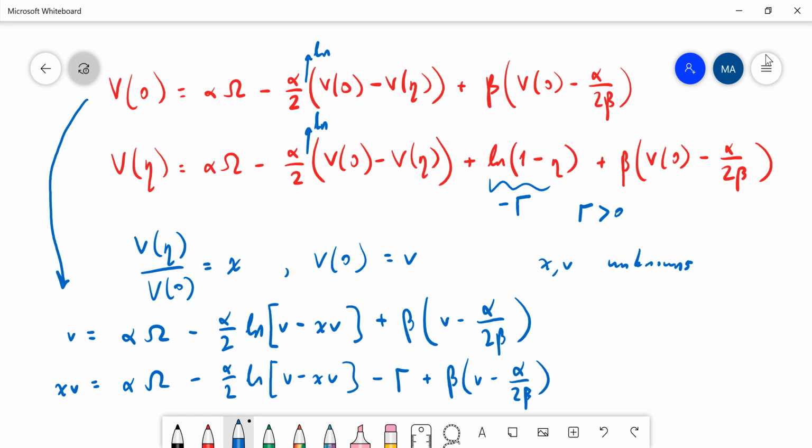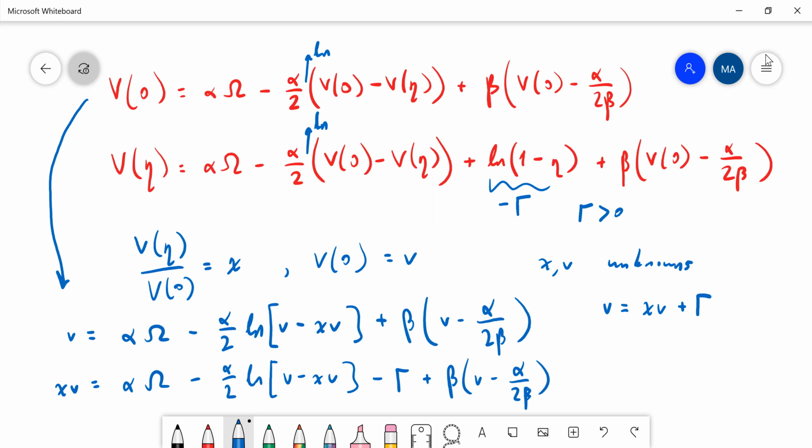Okay. Now, what do I have? I have two equations and two unknowns. Right? You see that? I have two equations and two unknowns. So in principle, we can solve it. All right? How to do that? Well, you're going to realize one thing. You're going to realize V equals xv plus gamma, right? I'm double checking my solution, by the way, but this must be true.